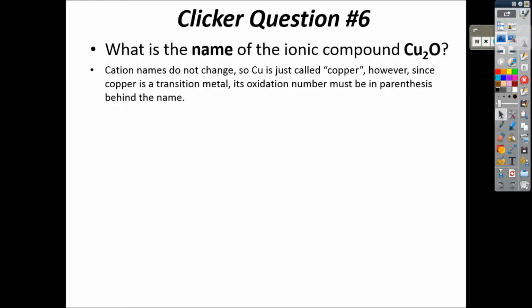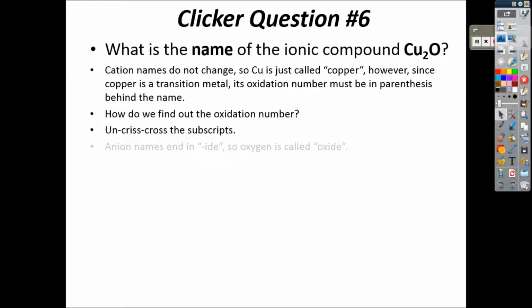The question is, what is the oxidation number? Is this copper +1, +2, +3, +8, +10? What is it? To figure that out, you are going to basically do the opposite of the crisscross rule. Just uncrisscross the subscripts. So here's Cu2O. The subscript on Cu is the number 2, so you put the 2 back to where it came from, which is the oxygen. And we know oxygen is -2, so that works.